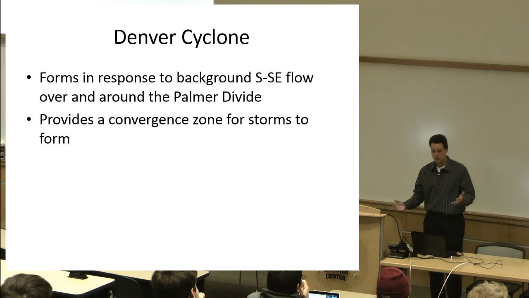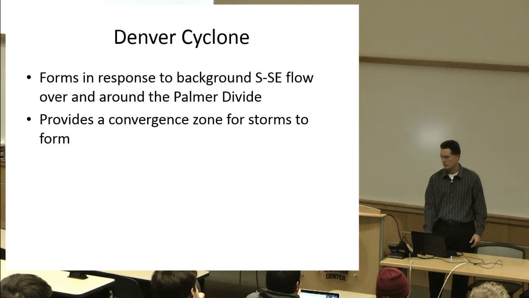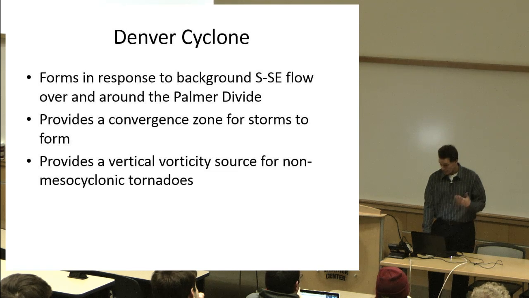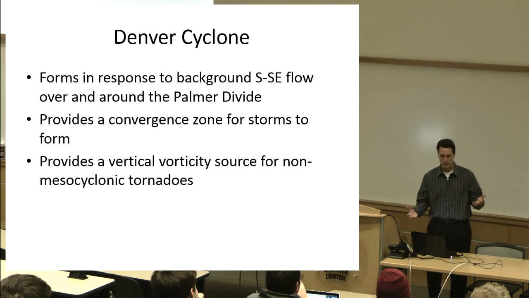Well, it creates a swirly north of it. In a typical south wind, there's a swirly north of it. That provides a convergence zone. It's also an increase in vertical shear. And I'll show you examples, and we'll talk about this more with tornadogenesis in our next session, but it's a vertical vorticity source, and you can get non-mesocyclonic tornadoes.